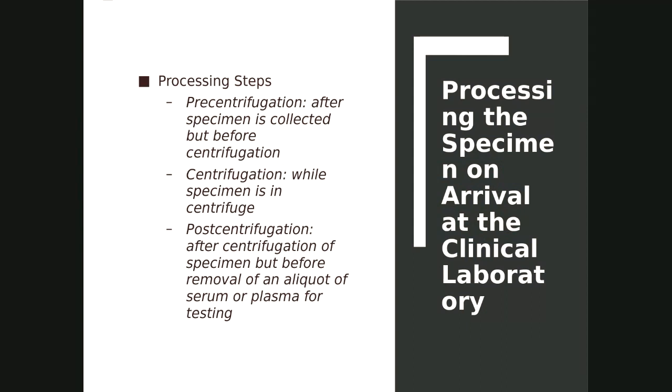So, processing steps on Box 12.1, starting on page 407, cover pre-centrifugation. This is after the specimen is collected, but before centrifugation. Then there's centrifugation, while the specimen is in the centrifuge, and post-centrifugation, after centrifugation of the specimen but before removal of an aliquot or serum or plasma for testing.